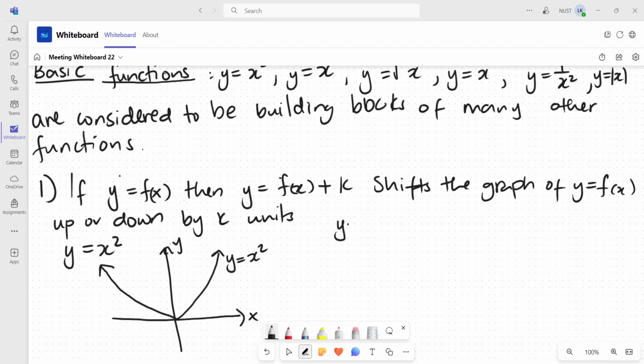Now, if we want the function y is equal to x squared plus 2, what that means is this entire graph is shifted 2 units up. So every point here is shifted 2 units up. And then you come up with a new graph like this that is 2 units above the other one. Okay, so this is the graph y is equal to x squared plus 2. So when the plus is here, the shift is in the y-axis. So if it was negative, it would be shifted down. So if you had x squared minus 2, then it's shifted 2 units down.